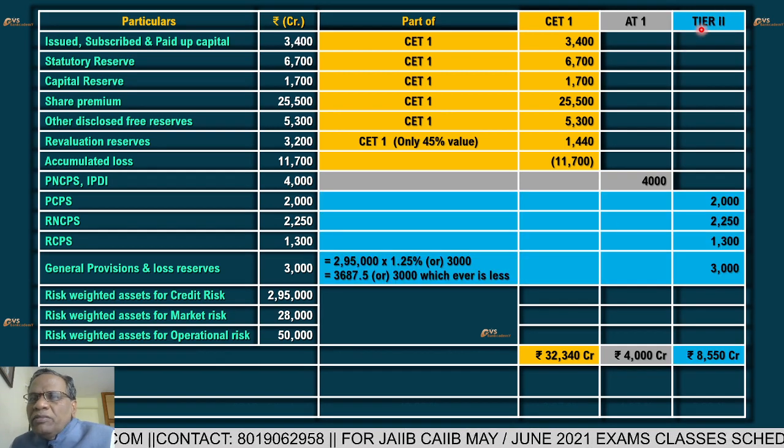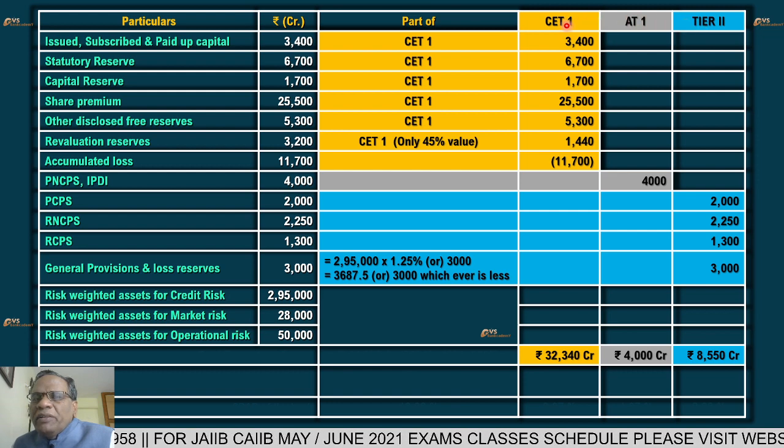Then coming to Tier 2 capital. This is gone concern capital. We can say this is gone concern capital. We can say this is a borrowed capital. We can say this is inferior capital when compared to common equity Tier 1 capital and additional Tier 1 capital. These are the bookish definitions for Tier 2 capital.